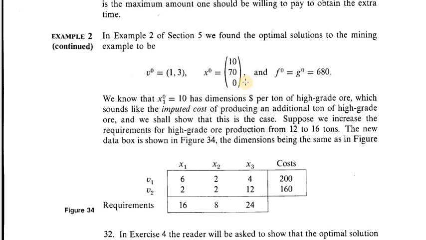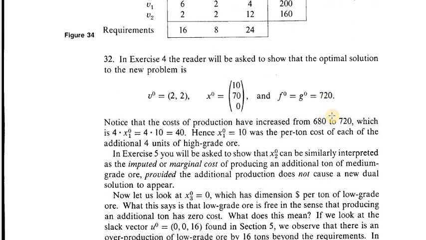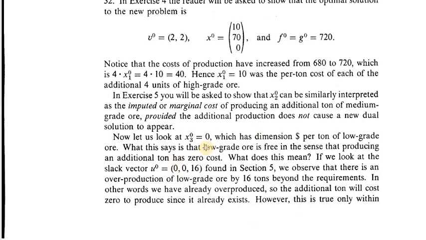But that's not actually what it means. It means that if I raise the requirement for low-grade ore, that's not going to increase the costs anymore. Because in fact, in the optimum solution, you're already overproducing low-grade ore. Okay, so if you raise the requirement, that's not going to add any additional costs. And that's what it says down here.